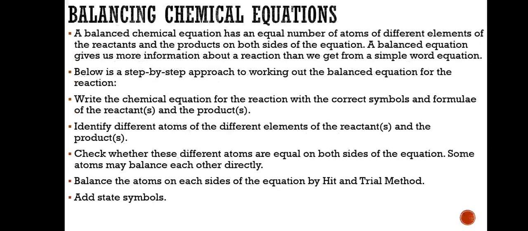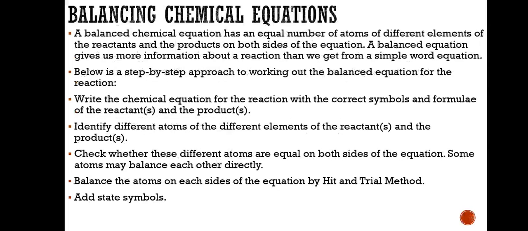A balanced equation gives us more information about a reaction than we get from a simple word equation. As we've already talked about, the word equation only talks about the words and how the reactants react just to give out the product. But a balanced chemical equation shows the reaction, how it takes place, so it gives us more information. Now below is the step-by-step approach to working out the balanced equation for the reaction.